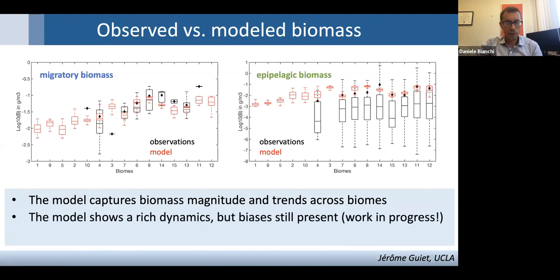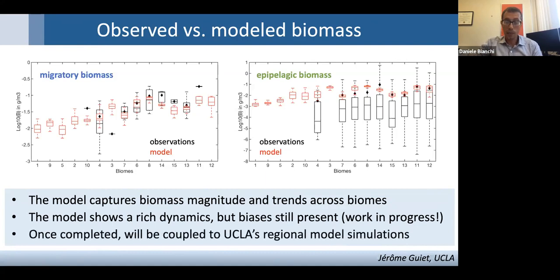It also has a very, very rich dynamic that we are just starting to analyze, but also has some biases. And this is a work in progress that requires a lot of computational time and analysis. But we are engaged right now in this type of model validation and fine tuning. And once completed, this model can be fully coupled and forced by the UCLA regional ocean model simulation.